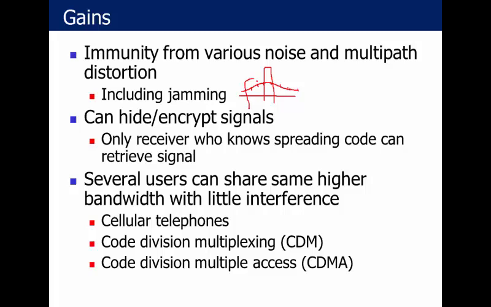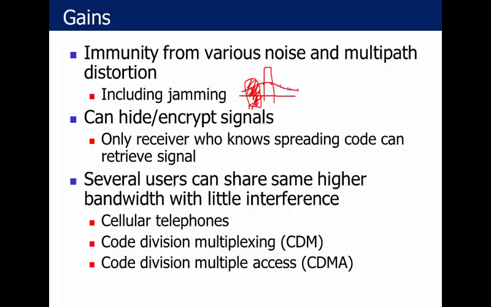Jamming maybe occurs here, so this is jamming, but we still have some, right? We can hide signals and encrypt signals. Everything can be encrypted, everything can be decrypted. So only a receiver who knows the spreading code can receive signals. A real simple example will be discussed in a later slide.